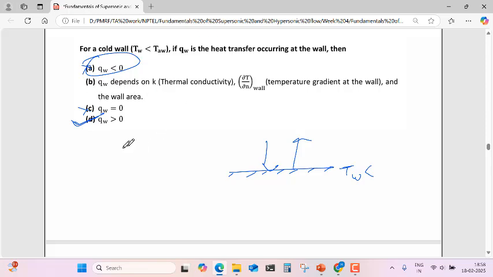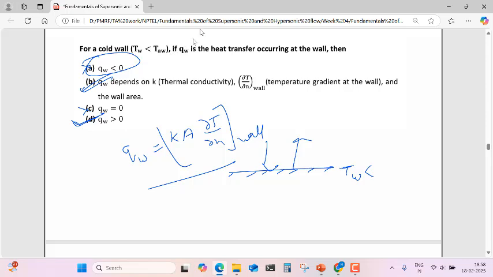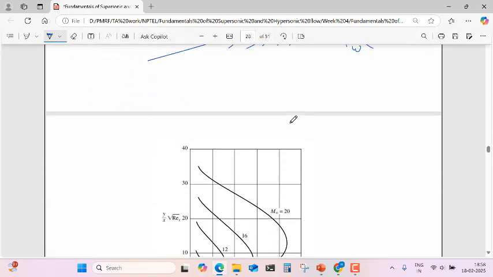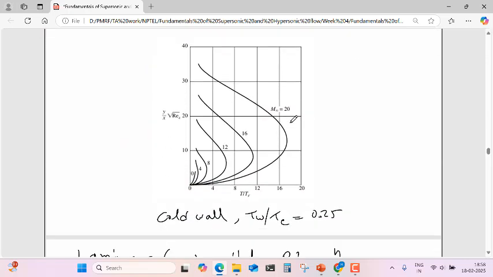And Qw, we already know that it is equal to k ∂T/∂n at the wall. There is heat transfer rate. So this is also true. B is true. We can see from this figure also.